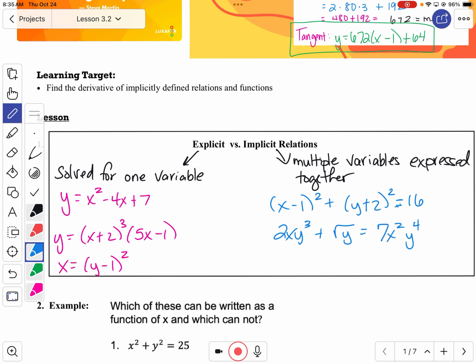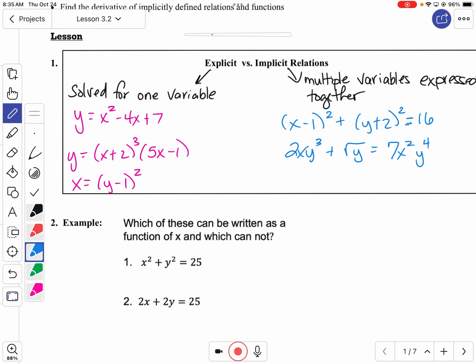So as you can imagine, taking a derivative of something where you can't solve for a variable would be a little bit more complicated. And that's kind of what we're going to talk about today. So take a look at these two functions. Which of these could be rewritten as a function of x and which could not? In other words, could we solve for y in these equations? Because if we can, then that simplifies the process a little.